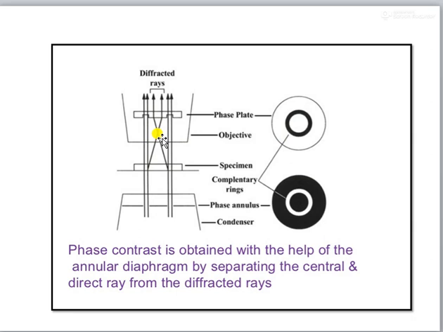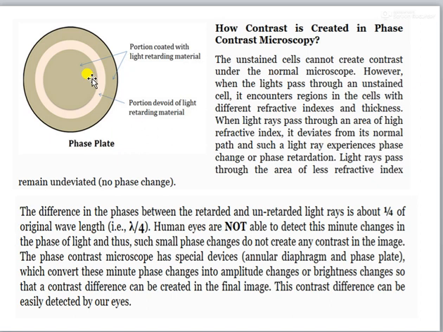Okay, and if you look into the phase plate, you see there are portions coated with light retarding material, and there is a portion devoid of the light retarding material also. So based upon which portion the light from the specimen passes through, what happens? Changes in the phase of the light will happen, and that would lead to contrast. Now what is that? We'll just have a look at it.